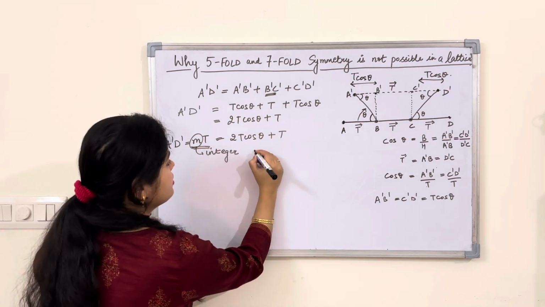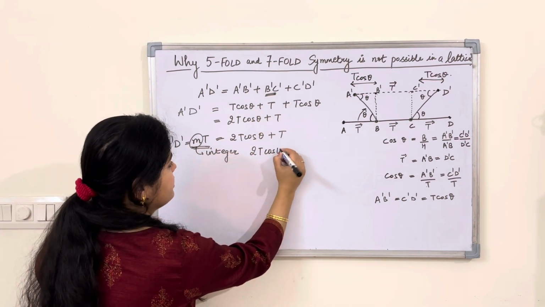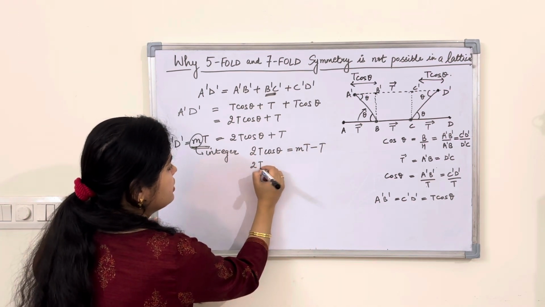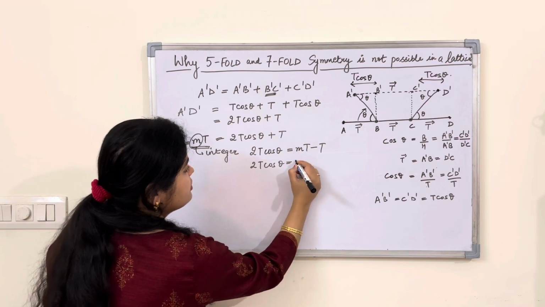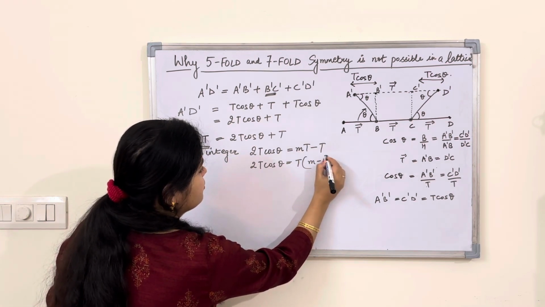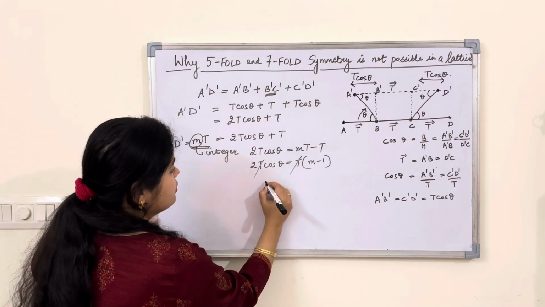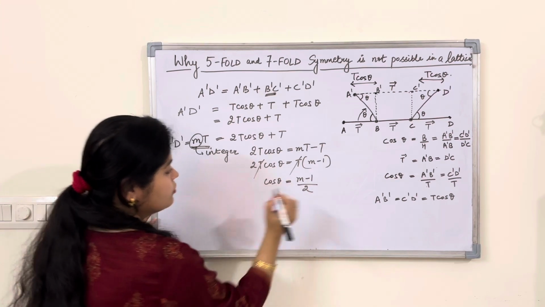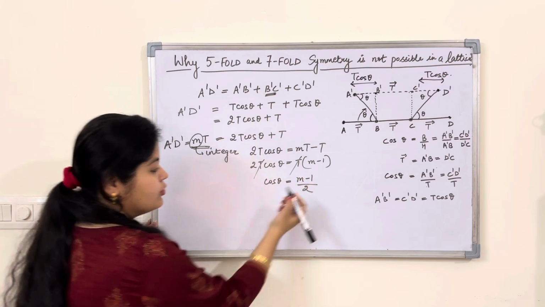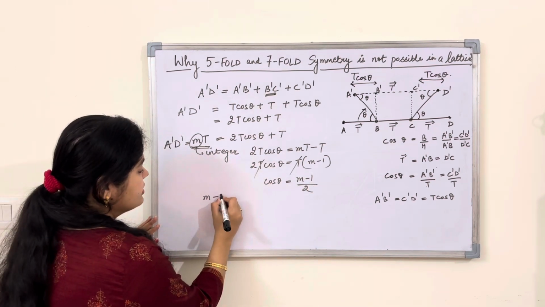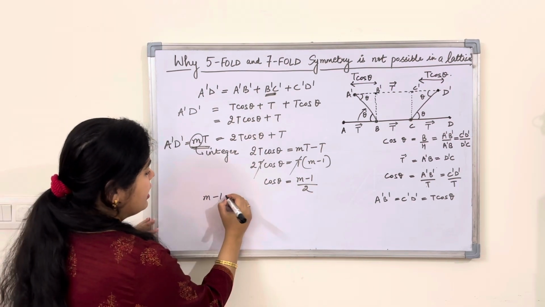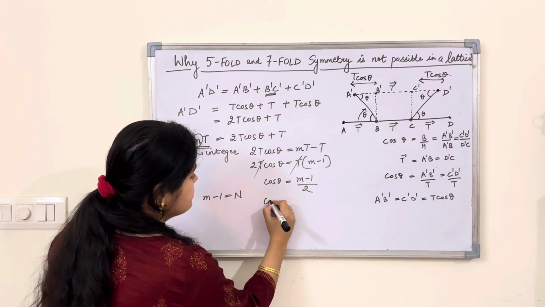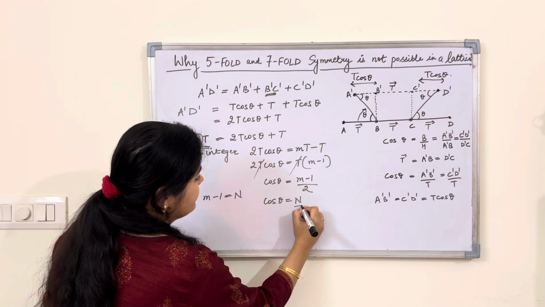So rearranging, 2t cos theta is equals to mt minus t. So 2t cos theta is equals to t into m minus 1. So t cancels out. Cos theta is equals to m minus 1 divided by 2. Now m I know is an integer. So m minus 1 will also be an integer. I can denote it as some number n. So cos theta is equals to n divided by 2.